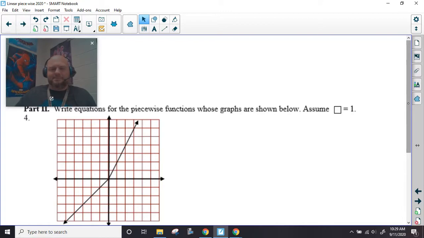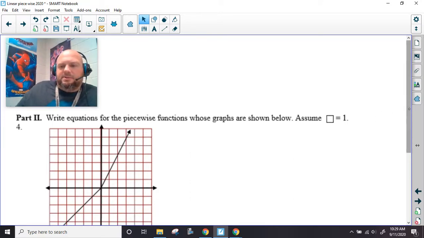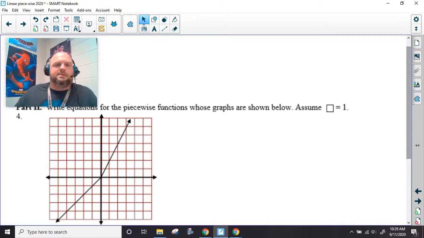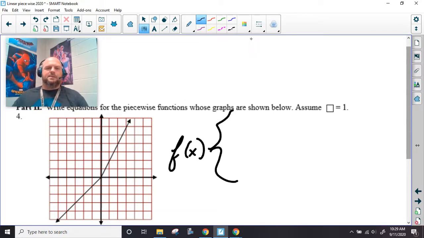All right. This part right here, we're going to write an equation for the functions shown below, and we're going to assume that this is right here. Okay, so here's what you have to do. You have to do like an f of x, you could do whatever letter, and a big brace. All right, so I'm going to do this one right here.